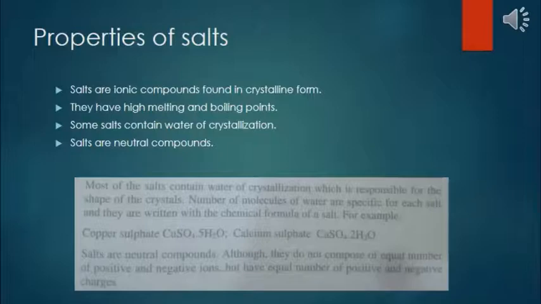The fourth property is that salts are neutral. Yes, as salts are ionic compounds and ionic compounds are formed by positive and negative ions, salts are generally neutral compounds. Although it doesn't mean that they are composed of an equal number of positive and negative ions. It doesn't mean that if positive ions are 10, negative ions should be 10. No, it's not like that. But they have an equal amount of positive and negative charge. It means the strengths of positive and negative charges are equal. That nullifies the effect of each other, and that is why the salt is neutral.